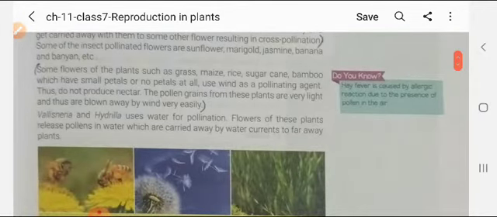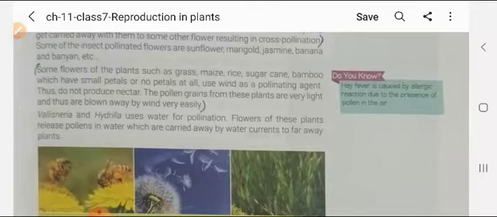Plants like Vallisneria and Hydrilla use water for pollination. The pollen grains fall in the water, and with the help of water they get pollinated. The flowers of these plants release pollen grains in water, which are carried away by the water current to faraway plants.